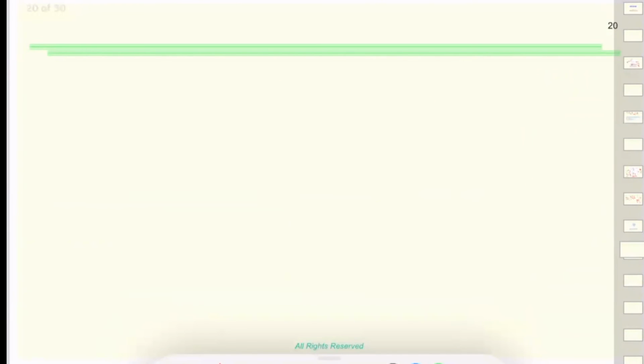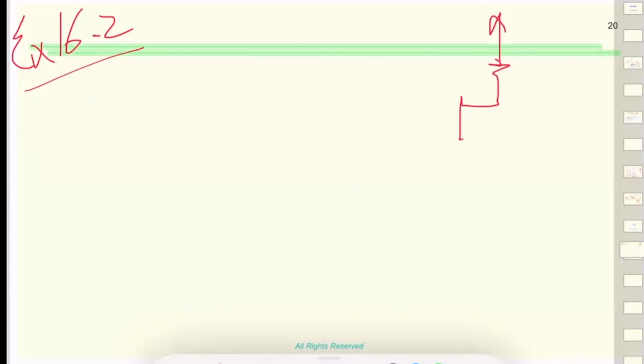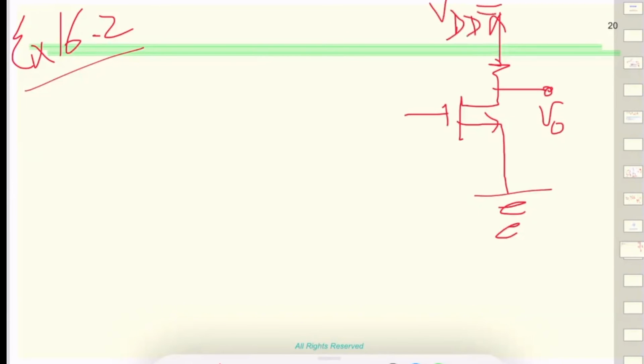So exercise 16.2. It's right from the book. Design an inverter to provide... and that's the same figure that we have seen before. I'll draw it. And here's the output, VDD. So all these are given. VDD is given as 1 volt.